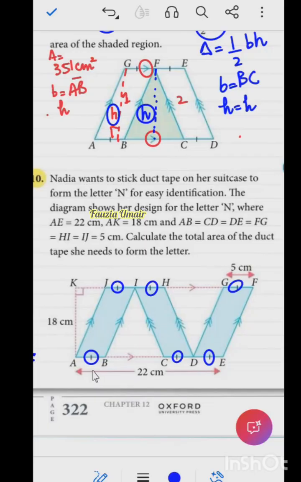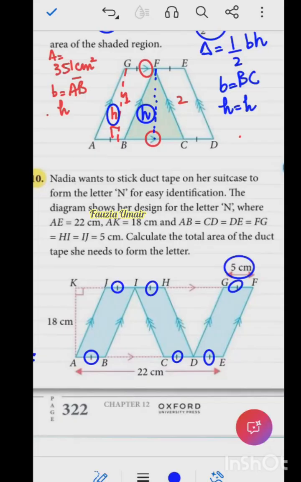So now just look at this. The base is how much? Yeah, it's given to you, EF, right? So the base is 5 centimeter and the height is 18 centimeter. So we will calculate the area of any one of the parallelograms with base and height as 5 and 18, and then we will simply multiply it with 3 so that we can get the total area of these three parallelograms. Because the three parallelograms have the same area.